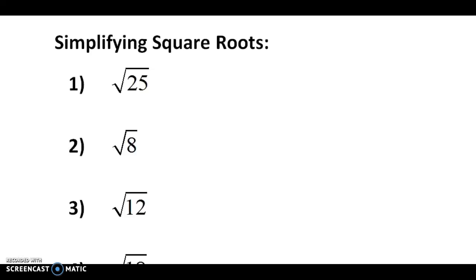Hi, we're going to talk about how do you square or simplify square roots. So our first square root up here is the square root of 25. When you're simplifying a square root, you're not solving a square root, you're simplifying it. So the square root of 25 is just a positive 5. Not a negative 5, that's only when you're solving. This is when we're just simplifying.